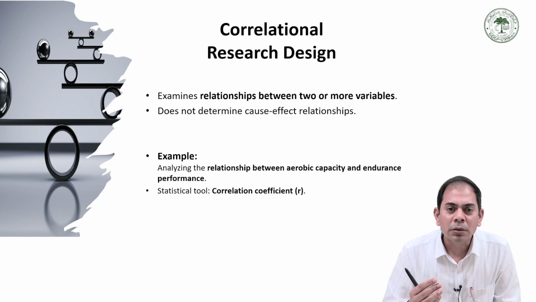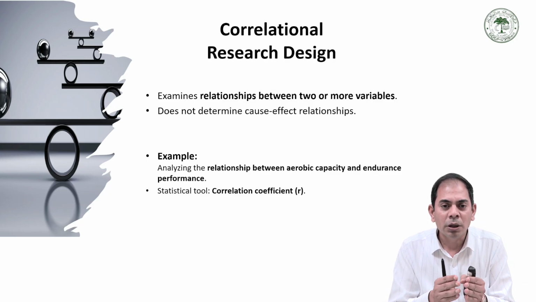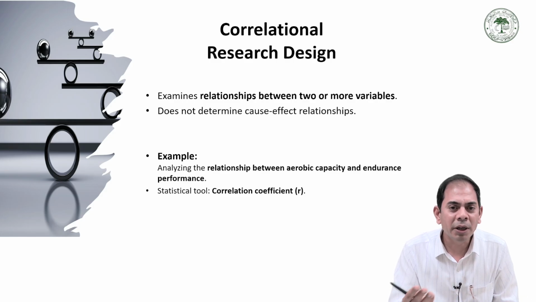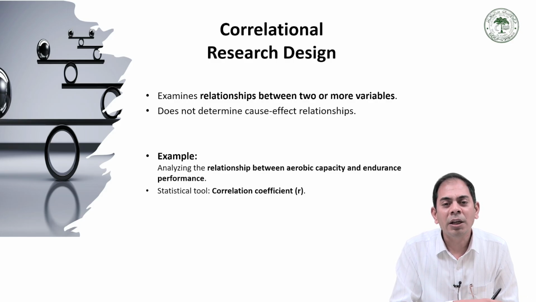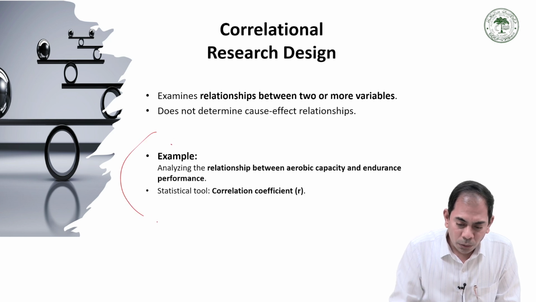Simply, correlation research design studies the relationship between two or more variables. The researcher generally observes them naturally and without manipulating them. In that case, we find out whether the variables change together, either positively or negatively. This type of research is called correlation research design.